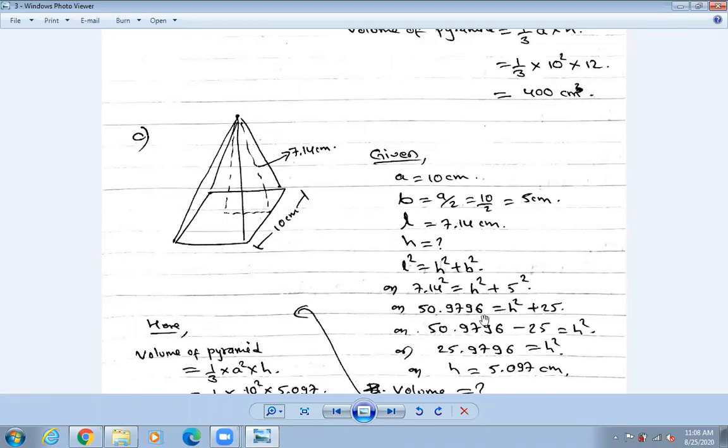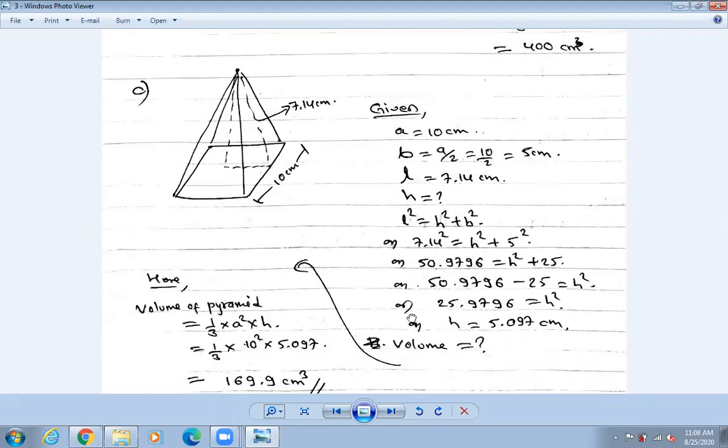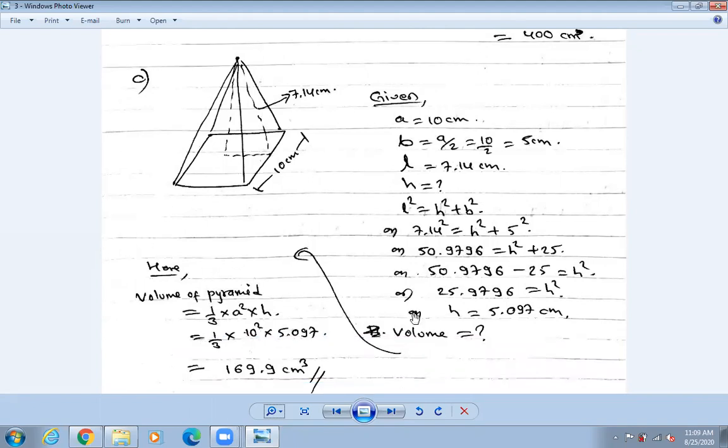If there are many numbers, let us write down only 2 numbers, but if there are only 4 numbers after the decimal, why leave them? So plus 25, when it goes this side, becomes minus. After subtraction, it will be 25.9769 equals H square. Find the square root of this one, because it is square rather than square root. The square root of 25.9769 becomes 5.097 centimeter. So this is the value of H.